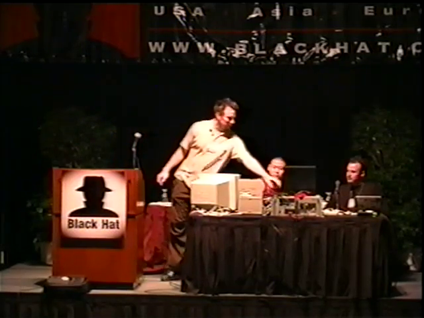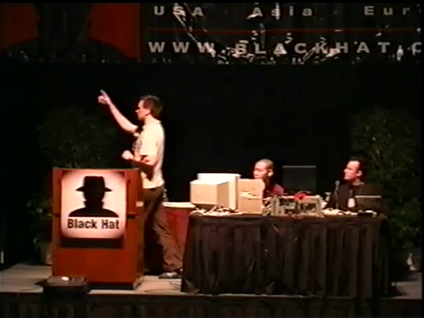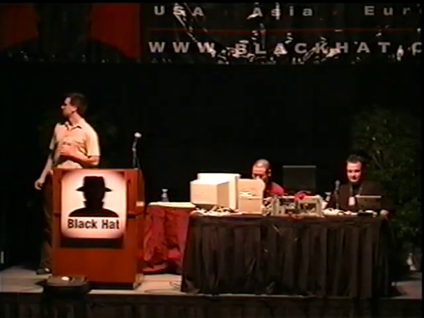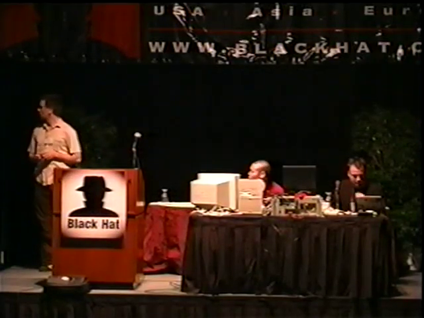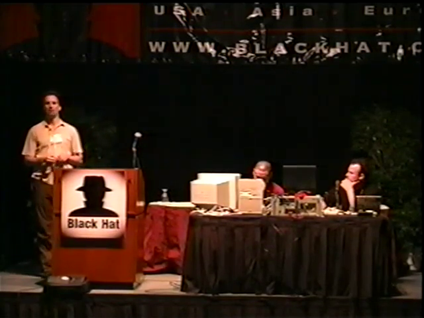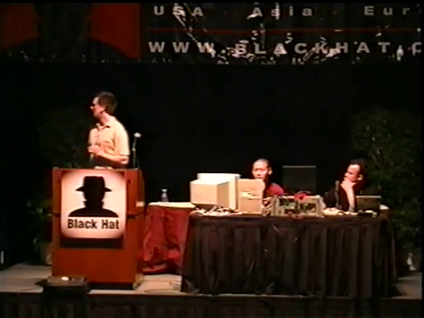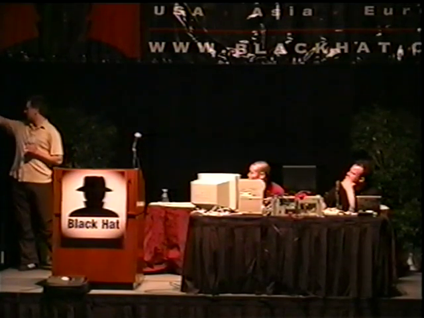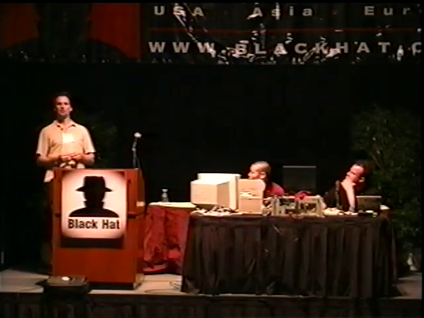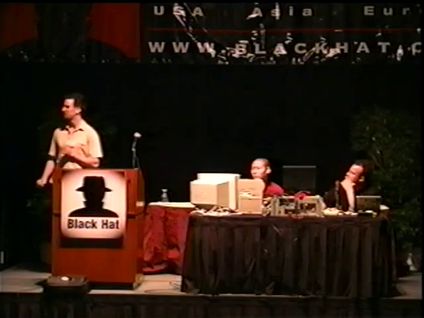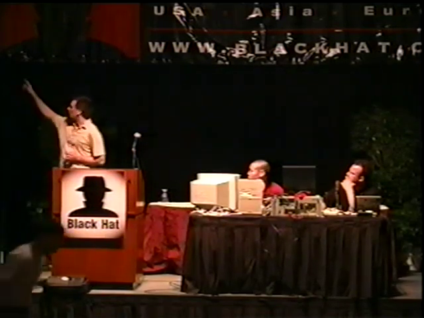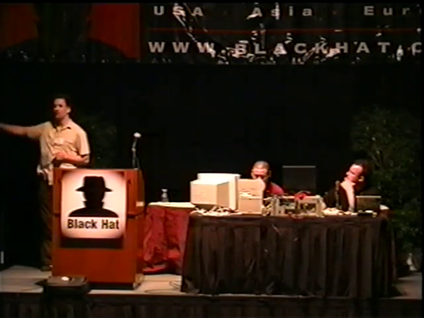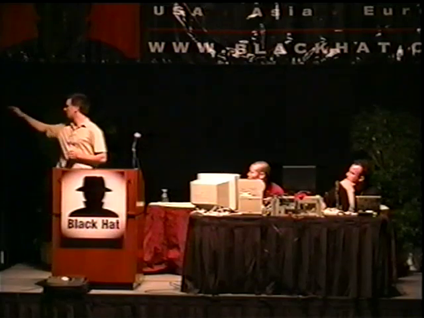So, I'll be giving a quick overview. Well, the overview is still according to how it should have been in the beginning. First of all, I will give a quick overview of the architecture of FireWall-1 and of our setup that we have here. And then we would like to first go to the fifth point, which is attacking the authentication mechanism between FireWall-1 modules. We'll do that first, and then start at the beginning again, attacking the firewall state part 1, FWZ encapsulation, and then attacking the firewall state part 2, and at the end, hardening FireWall-1.